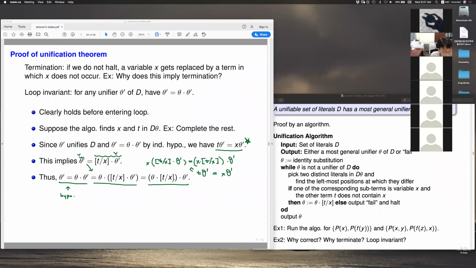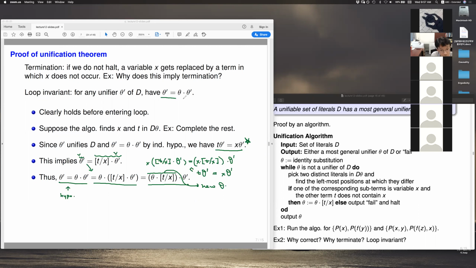So this is what we get. But now what we have is that for every theta prime, which is a unifier for D, we have this relationship: theta prime is the same as this updated theta followed by theta prime. That's exactly the condition that we want to establish, because this updated theta is exactly a new theta to be computed by the algorithm.